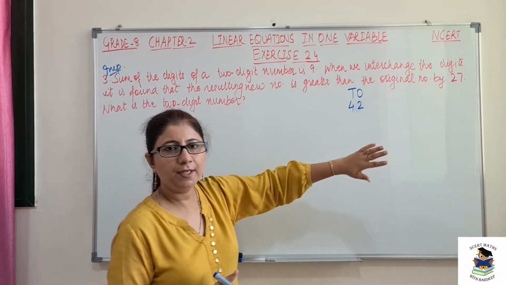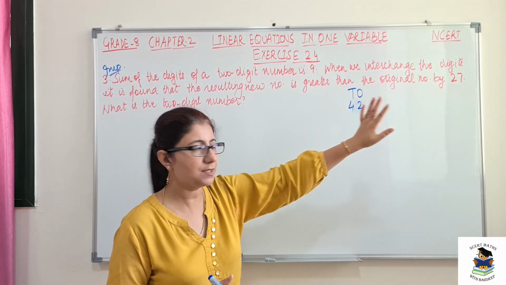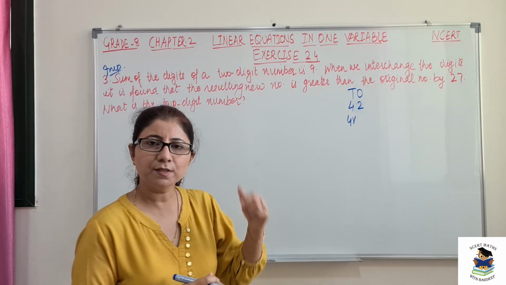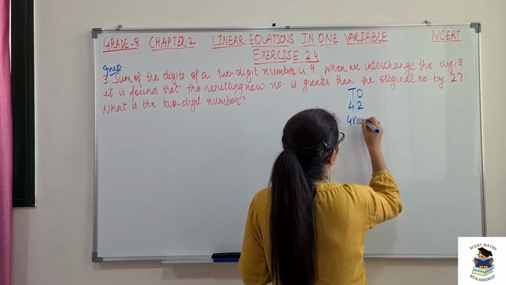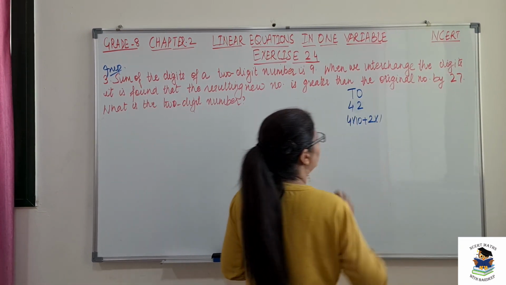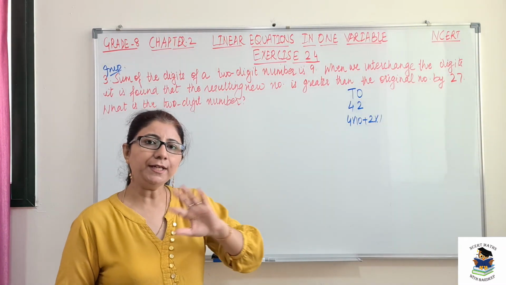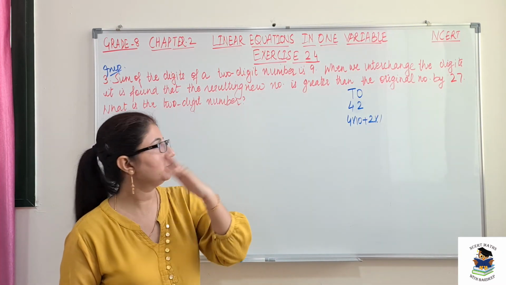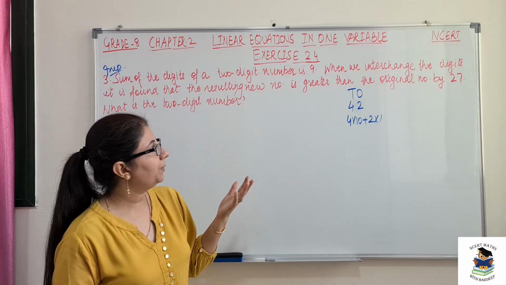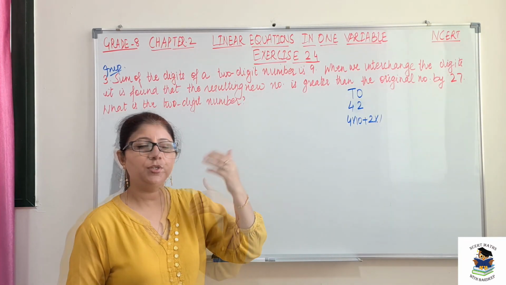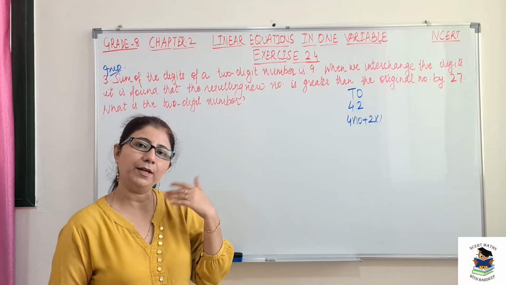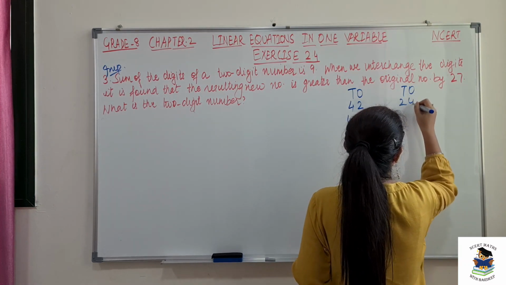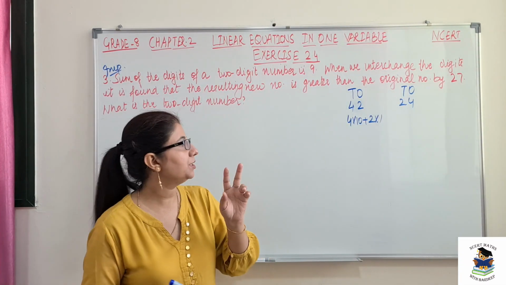In your lower grades, you have done how to expand this number. So 4 should be multiplied by 10 because it is at tens place, and 2 should be multiplied with 1. If I interchange the digits, that means 4 is to be shifted to ones place and 2 is to be shifted to tens place. So what should be my number? 24. After interchanging, I will get this number as 24. Just switch the digits.